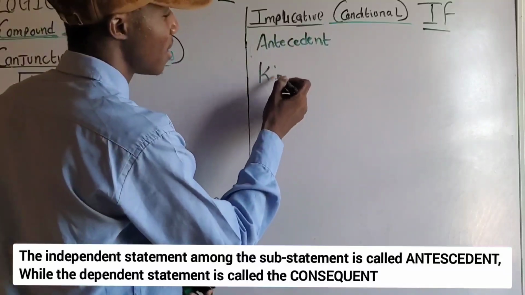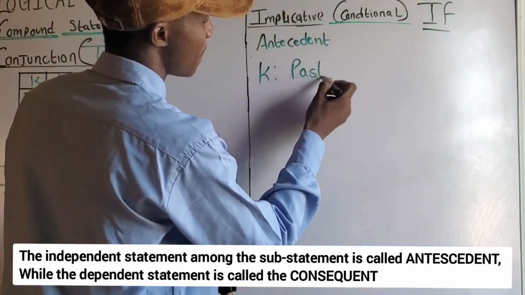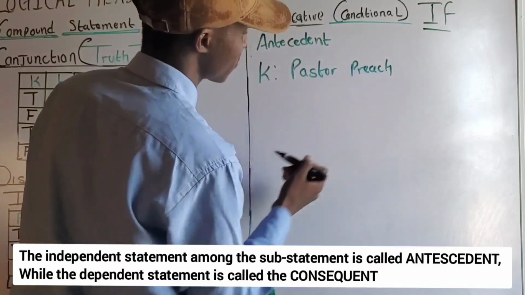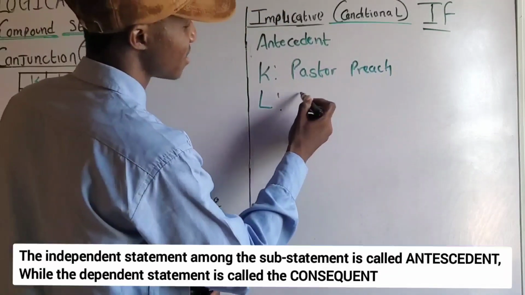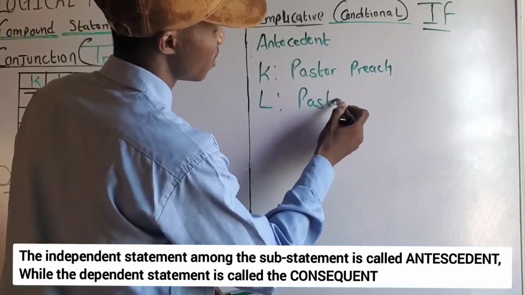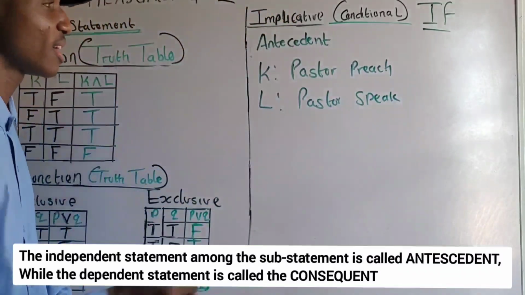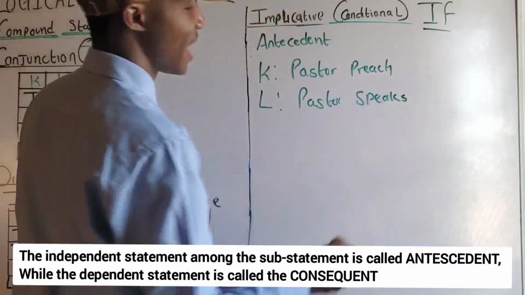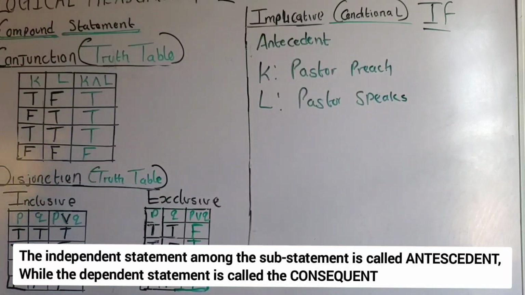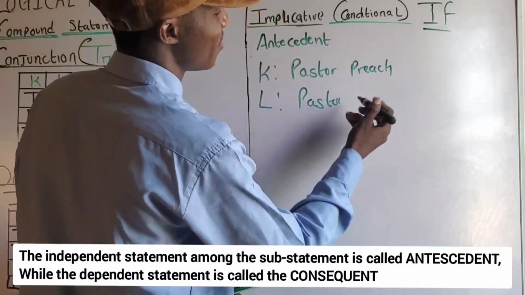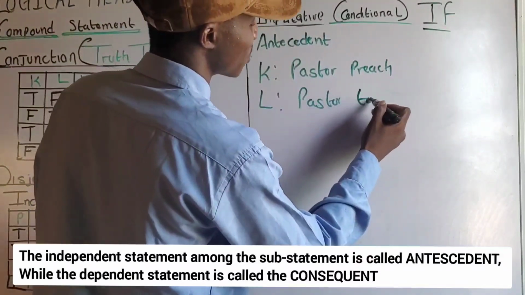Okay, let's use that example. K represents pastor preach, and L represents pastor speak. Or pastor talk, you can use any example. Let's use talk, okay? For a more comprehensive one, pastor talks a lot.